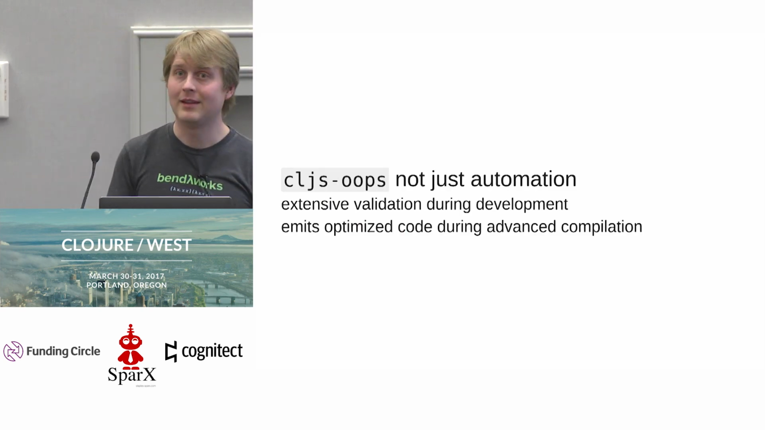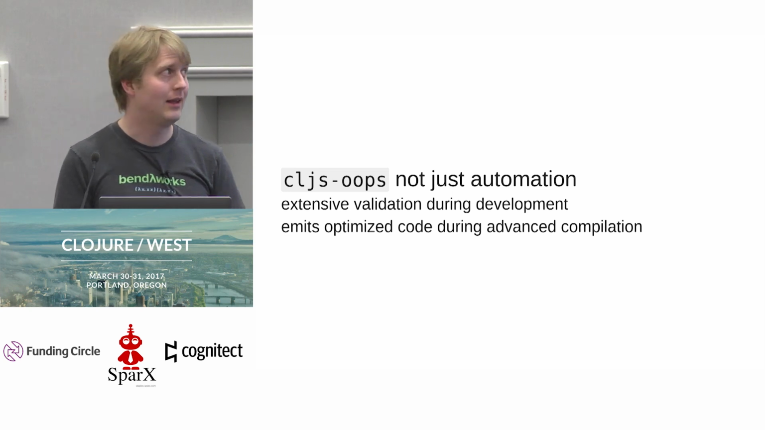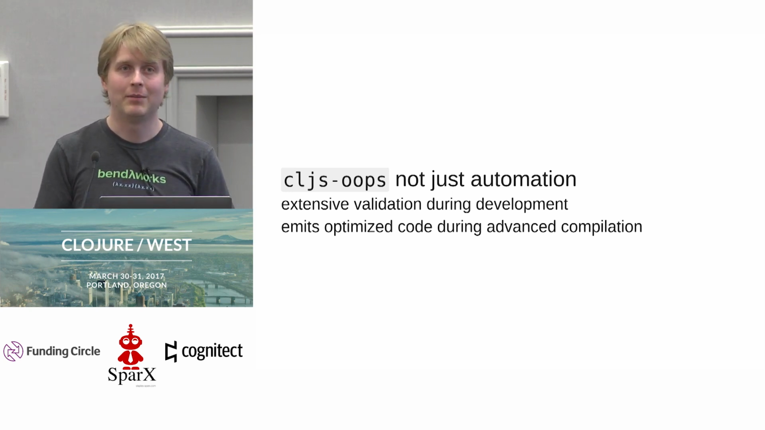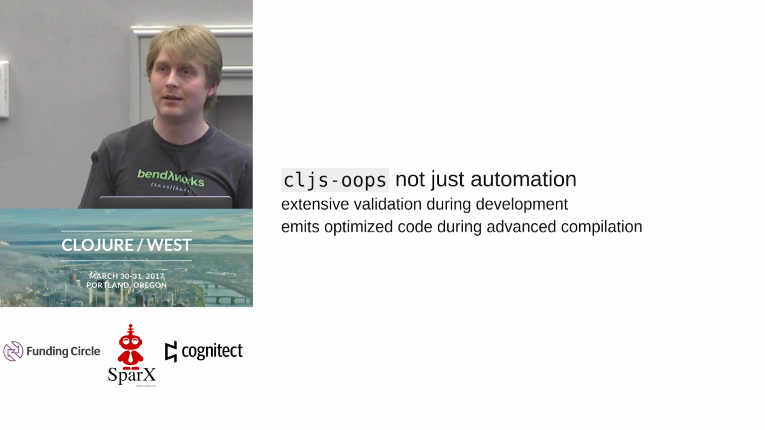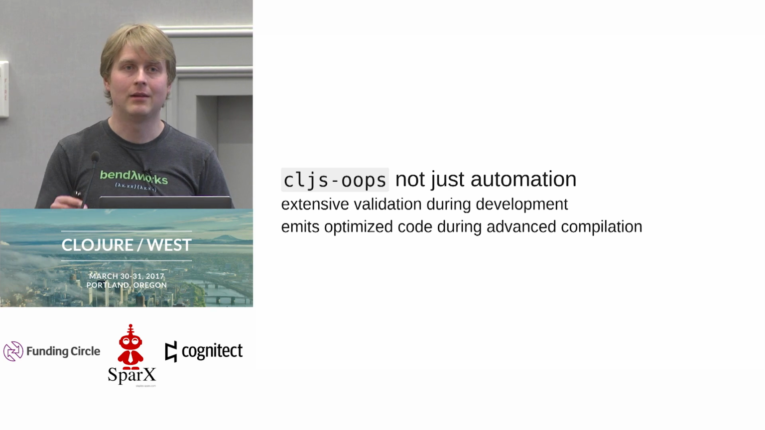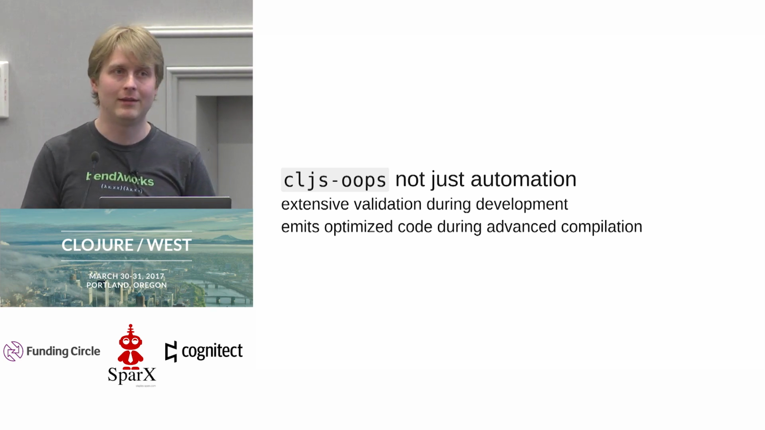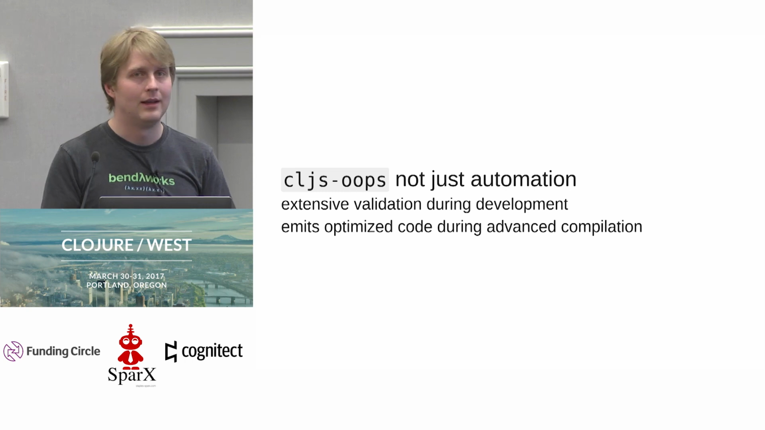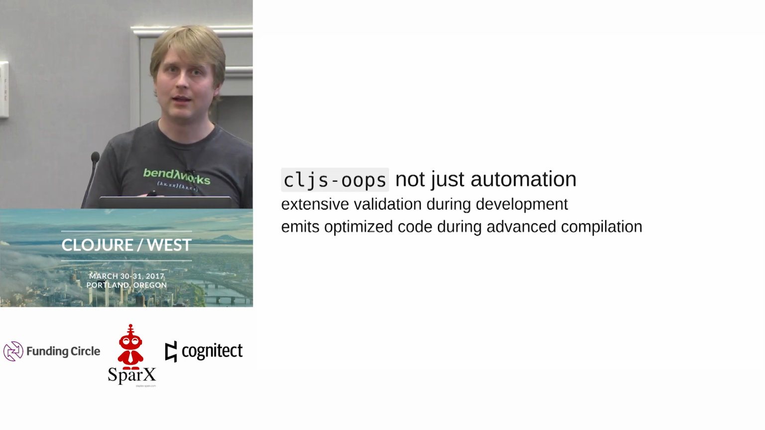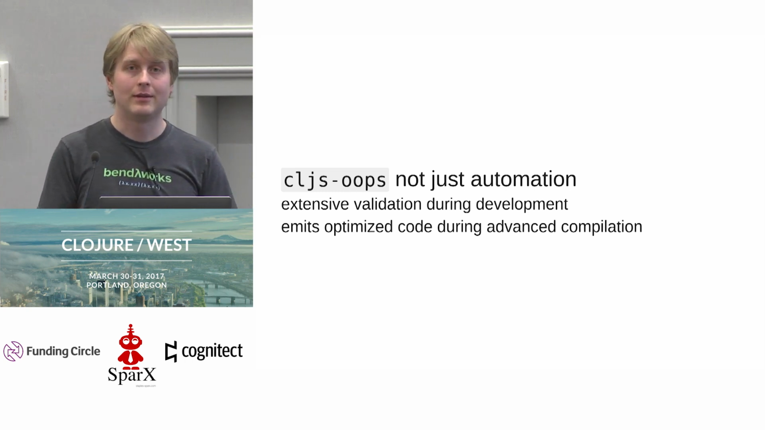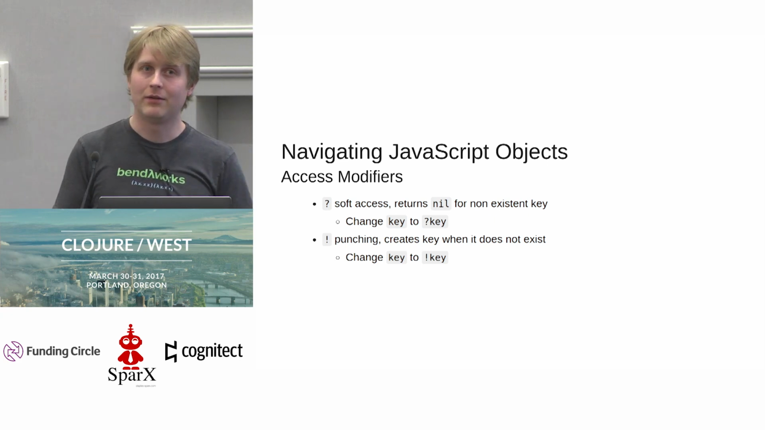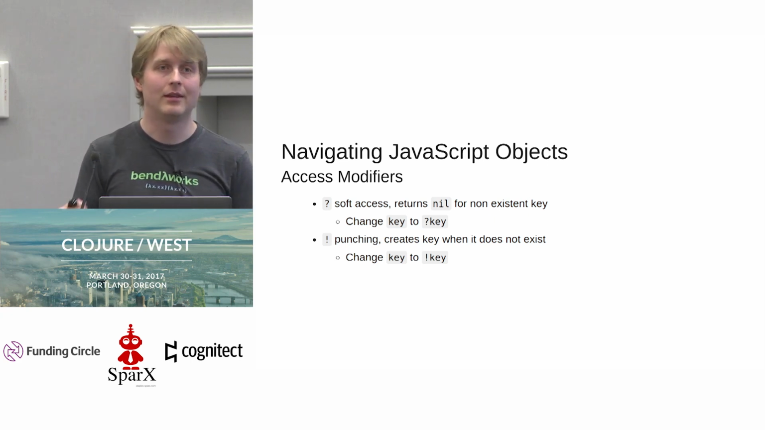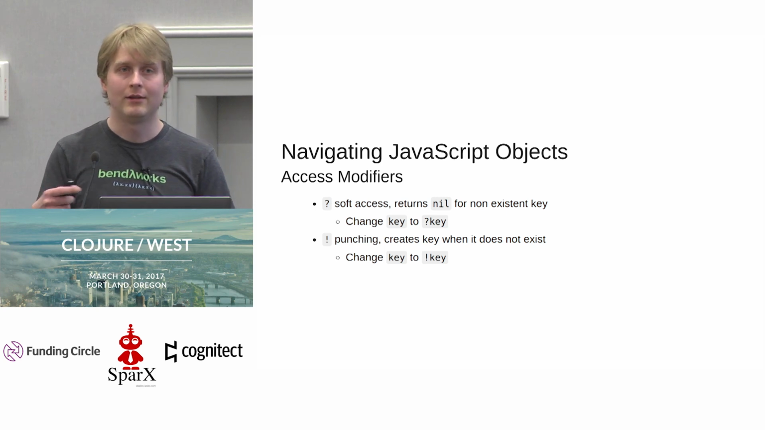And cljs-oops is not just for automation. It has a number of runtime and compile time validations, so that it makes sure that you're calling it correctly and that there are no typos, and that the objects exist, and it will complain at you at the level of nesting that it finds an error at. Once you turn on advanced compilation, it generates the same code that you would hand roll if you were using string names yourself.